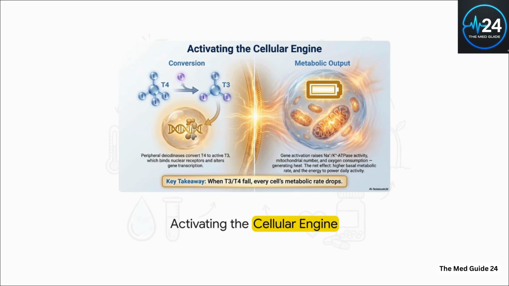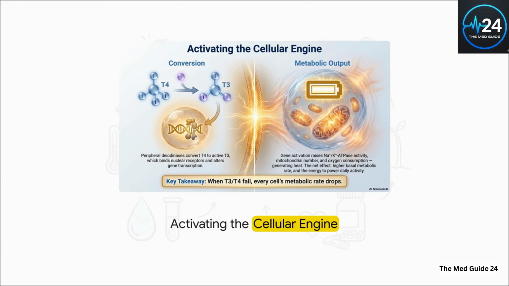Now, taking it down to the cellular level, we find the mechanism that explains practically every symptom of hypothyroidism. The thyroid gland produces mostly T4, right? But peripheral deiodinases actually have to convert that T4 into active T3. Once it's inside the cell, T3 gets to work altering gene transcription.